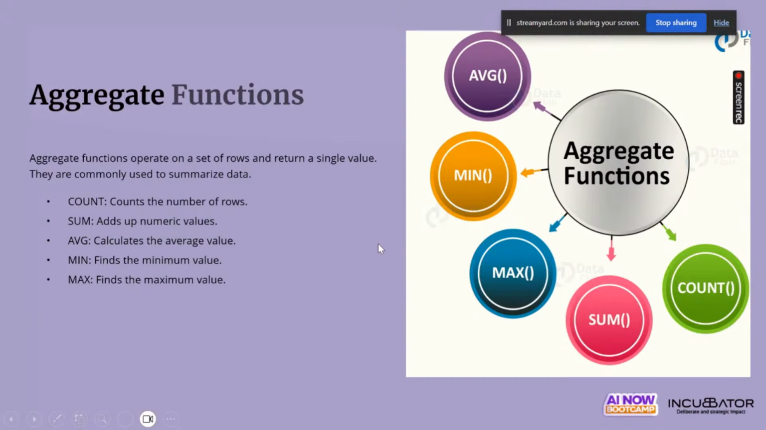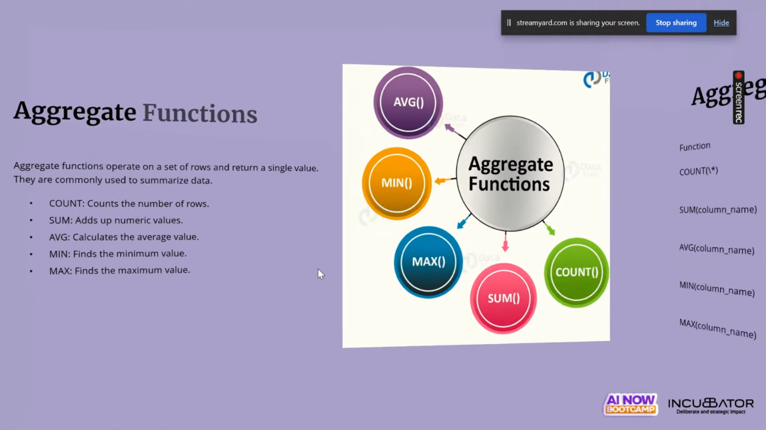Okay, so like I said, aggregate functions operate on a set of rows and return a single value. They are mostly used to summarize data. So what are the aggregate functions that we have? We have count, minimum, average, maximum. These are the major aggregate functions that we normally use in SQL, right?